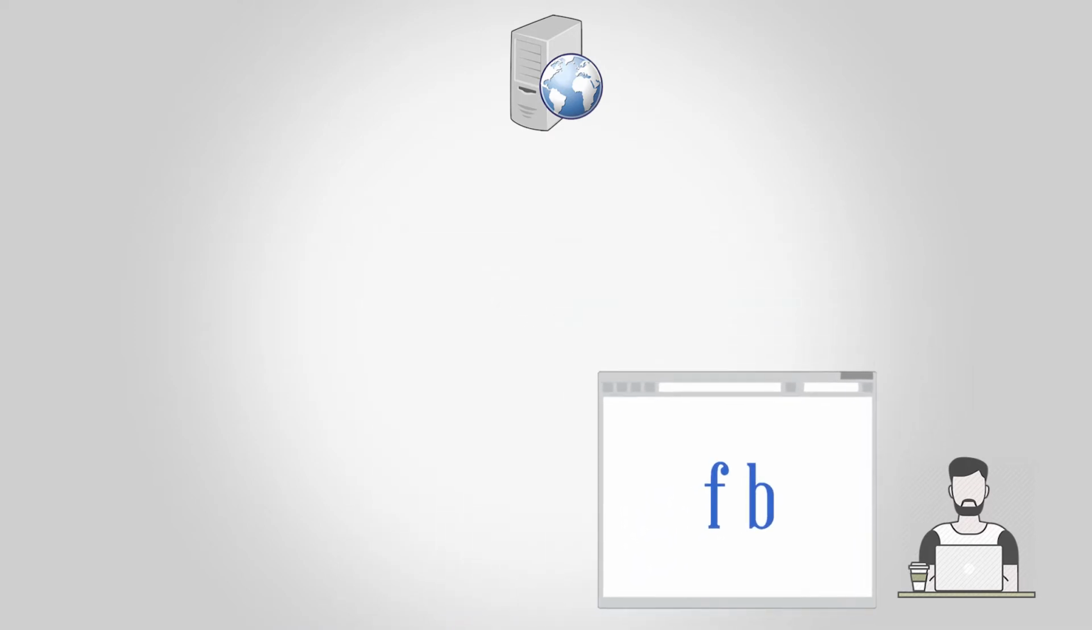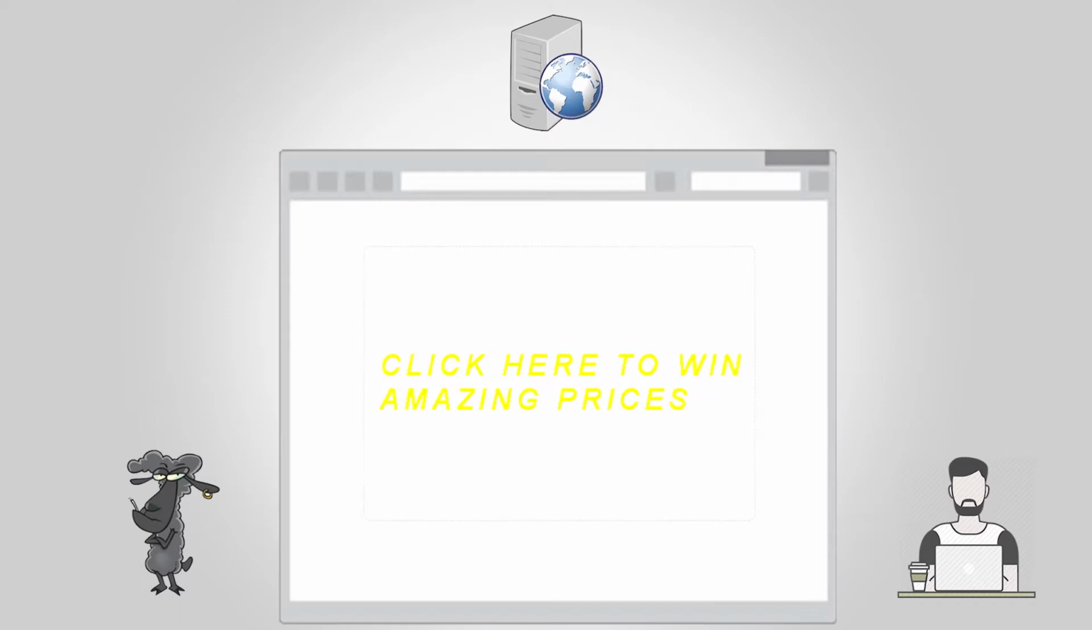But the real world is a mixed bag. To balance things out, let's introduce a black sheep. Black sheep is a very notorious and clever hacker who creates a particular website, let's say winamazingprizes.com, which has an exciting pop-up message that says click here to win amazing prizes. You somehow landed up on that website. Out of curiosity, you just wanted to click on that.